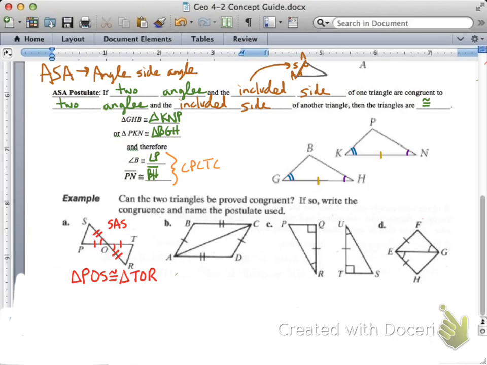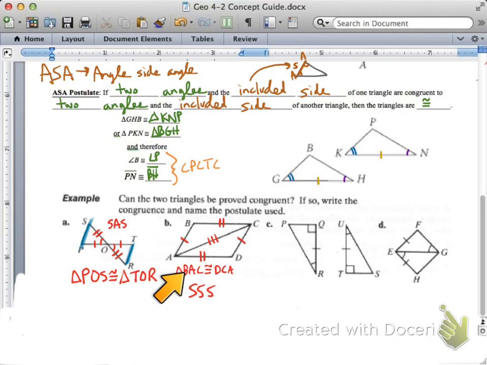Example B. Likewise, we have a side and a side, a side and a side. We have two sides that are clearly marked as congruent. Do we have an included angle? Is angle B congruent with angle D? No data supports that. Is the third side congruent? Oh, AC is in both of them. So yes, because of side, side, side, we have these two triangles congruent.